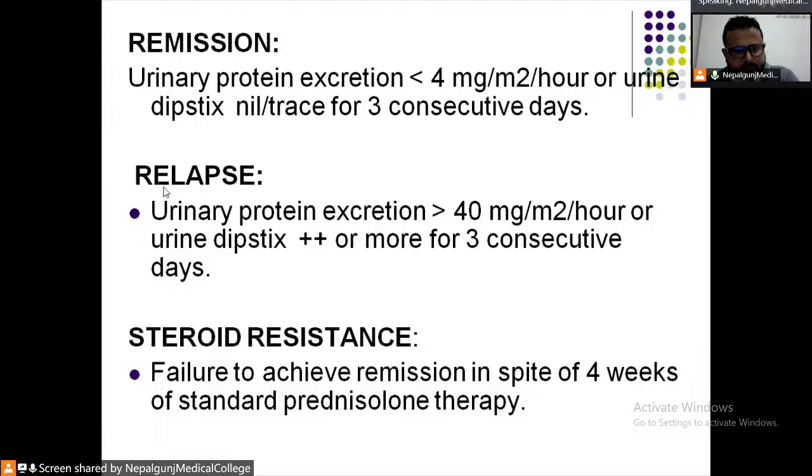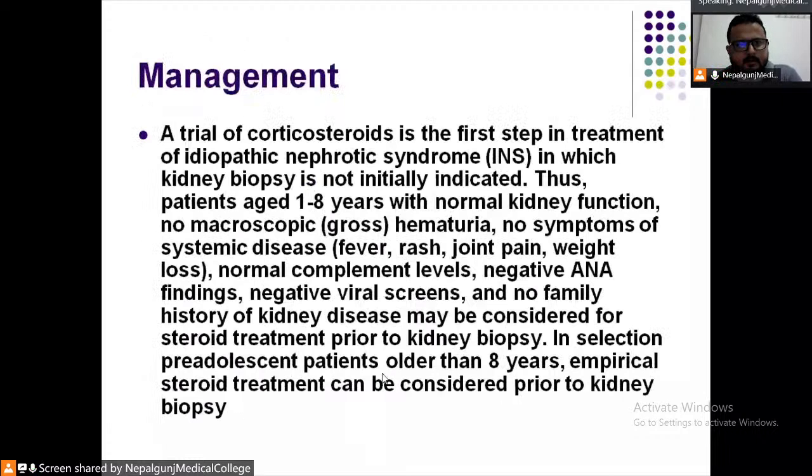So what is the meaning of relapse? If the urine protein excretion is more than 40, or urine dipstick still shows 2 plus or more for 3 consecutive days, then you can say the disease has relapsed. What is steroid resistance? It's failure to achieve remission in spite of 4 weeks of standard prednisolone therapy. So failure to achieve remission for more than 4 weeks is steroid resistance.